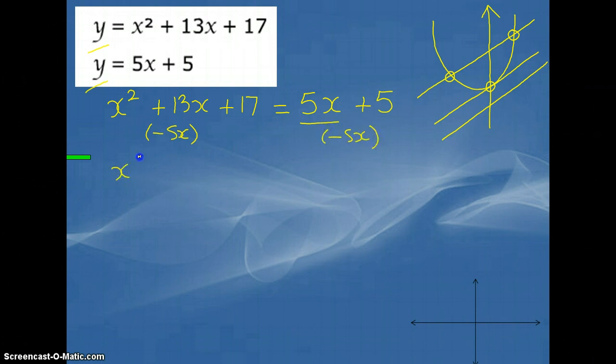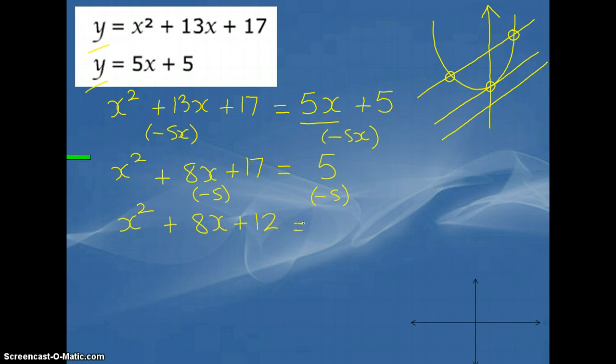That then leaves me with x squared. Well, I have 13x minus 5x gives me 8x plus 17. I haven't got a 5x there anymore, I just have my plus 5. To remove my plus 5, I can just subtract 5 from the right. I must subtract 5 from the left. That then gives me x squared plus 8x, 17 take away 5 is 12. And I'm now left with nothing on the right hand side. So I'm now in a position to be able to solve a quadratic equation.